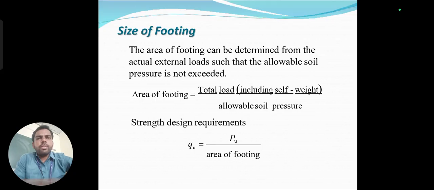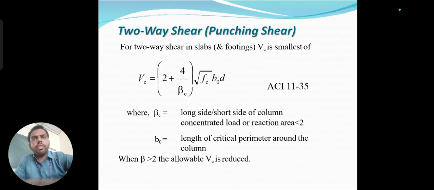And coming to size of the footing, how much size of the footing should be provided at that particular location, that should be determined based on the external loads acting, and the allowable soil pressure should not be exceeded. That is, the area of the footing should be determined by this expression: total load divided by allowable soil pressure. That is load by area of the footing, and you have to compute the value of the area of that footing.